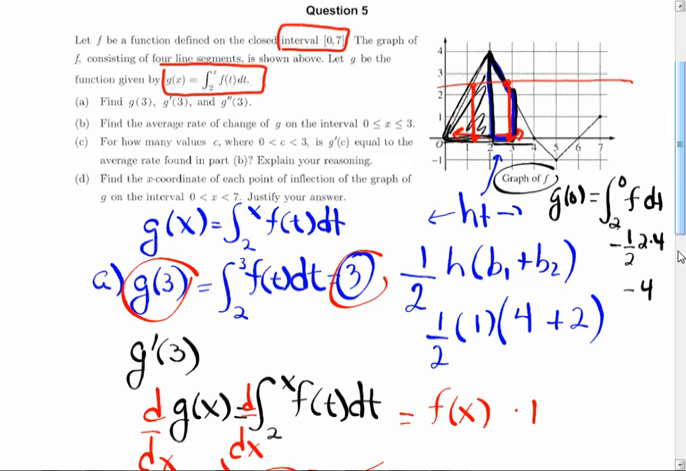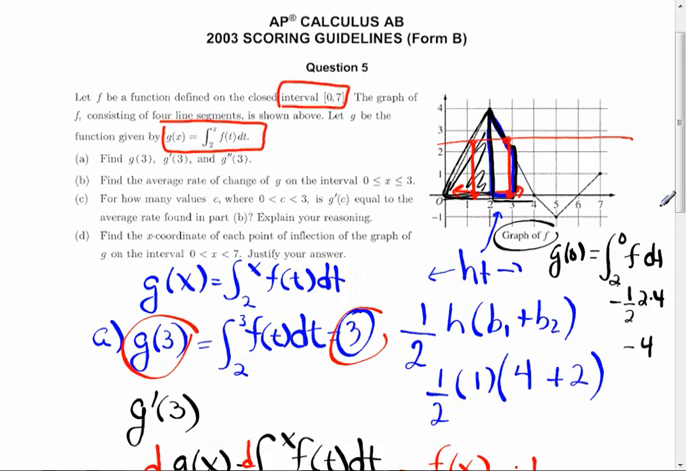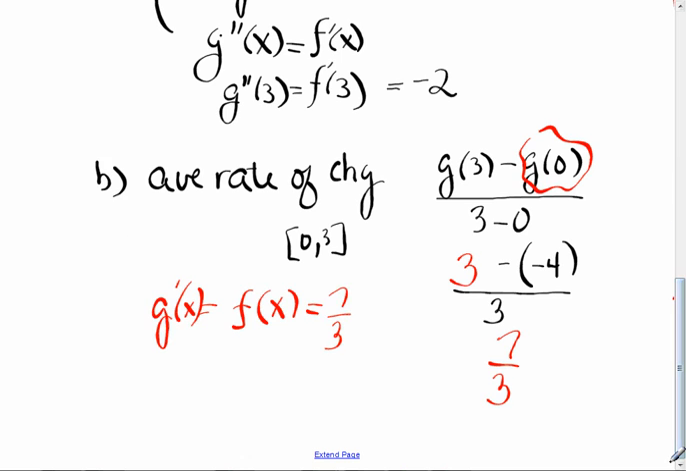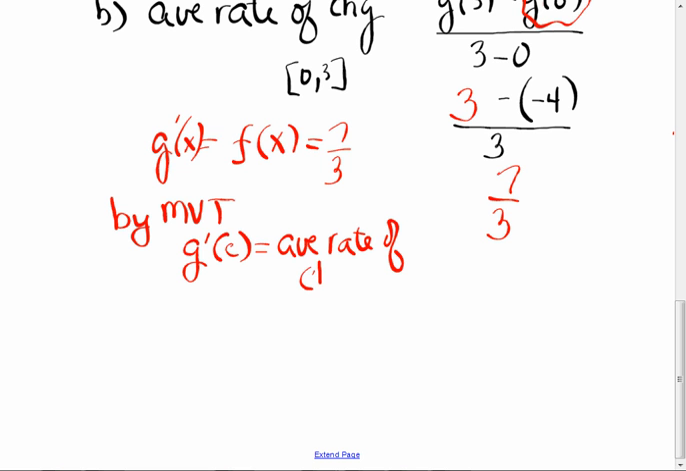It's the mean value theorem. Pardon? That's a good question. I'm thinking about that. That's a tricky one. How many values? Explain your reasoning. I would actually use the mean value theorem, that G prime of C has to equal my average rate of change. It wouldn't apply to the function f, but to G it can apply.